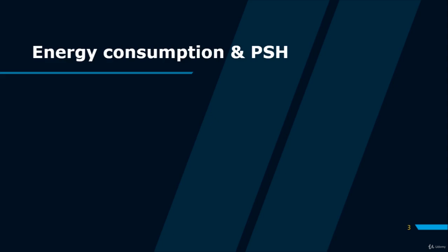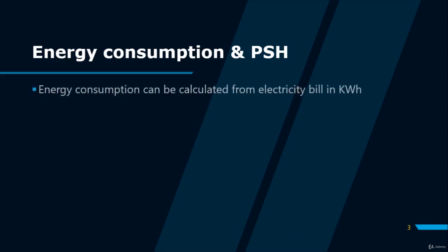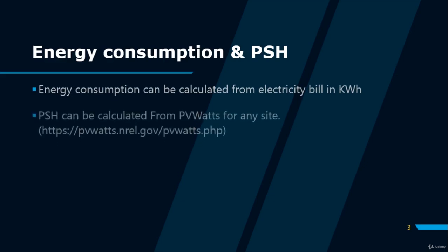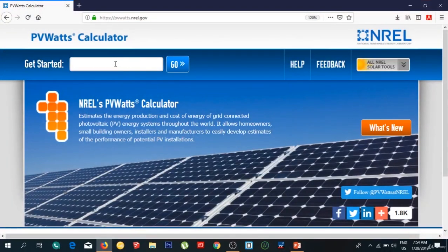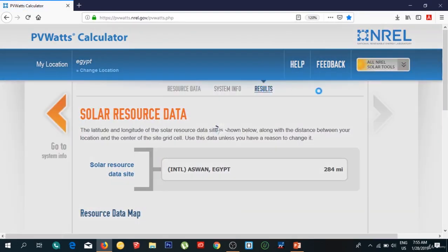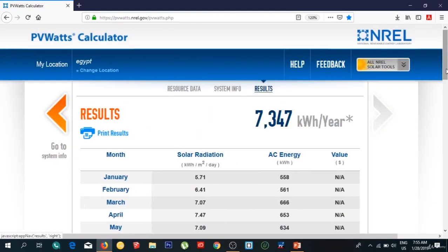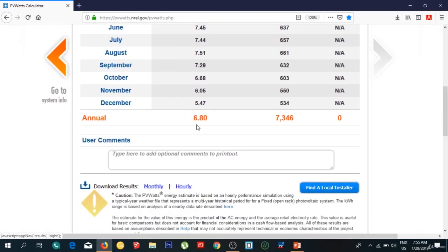Energy consumption and peak sun hours. Energy consumption can be calculated from the electricity bill in kilowatt hours. Peak sun hour can be calculated from the PV Watts website for any location in the world. Let's see how. Go to the PV Watts calculator, enter your location by latitude and longitude or by the name. For example, Egypt. Go to the result, and this is the peak sun hours that we need.